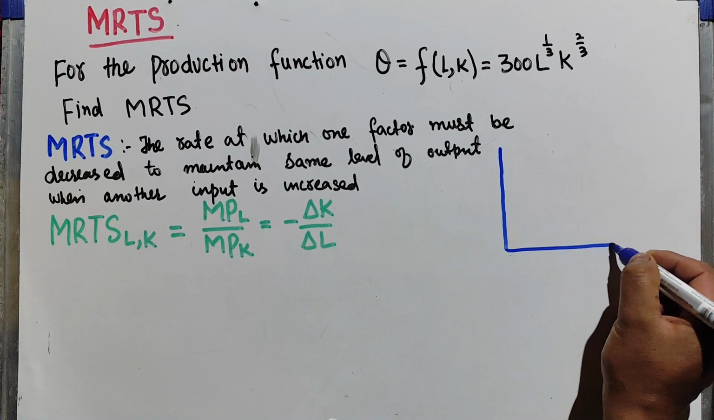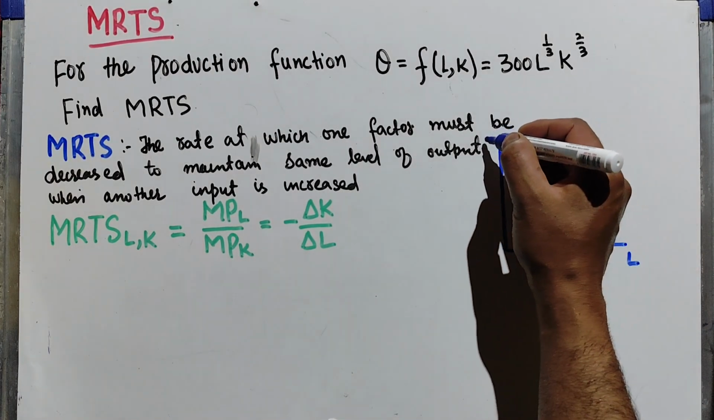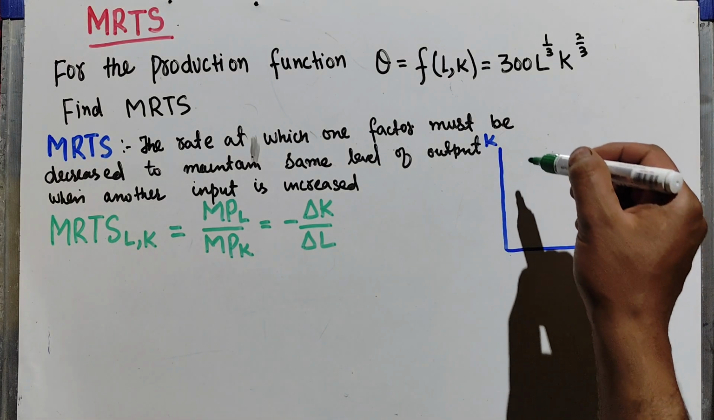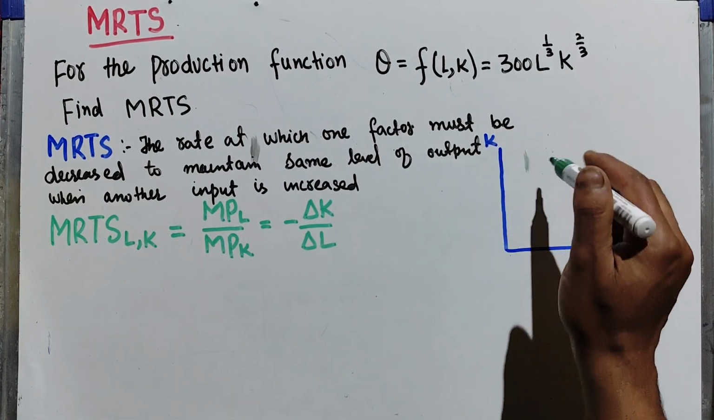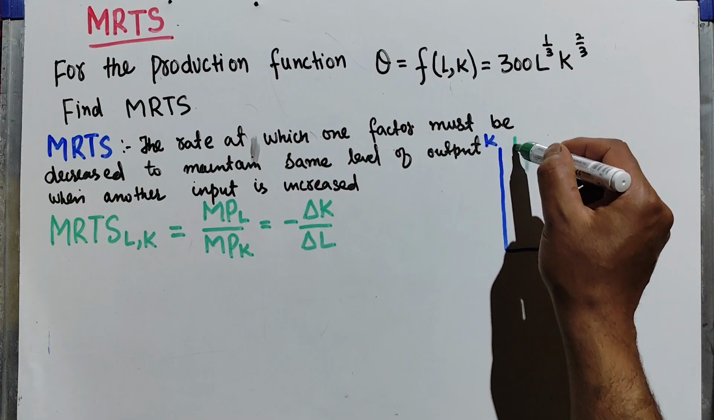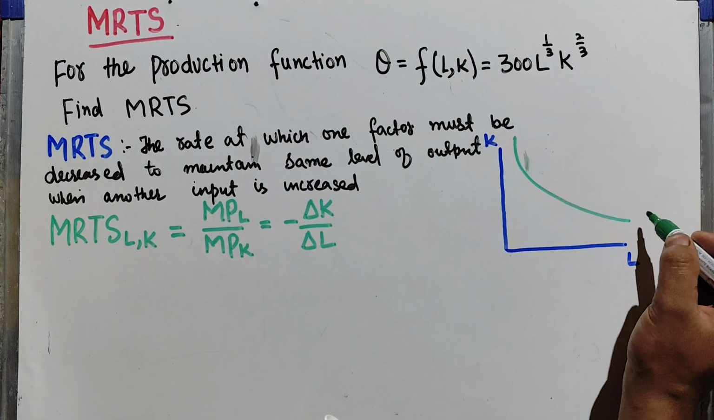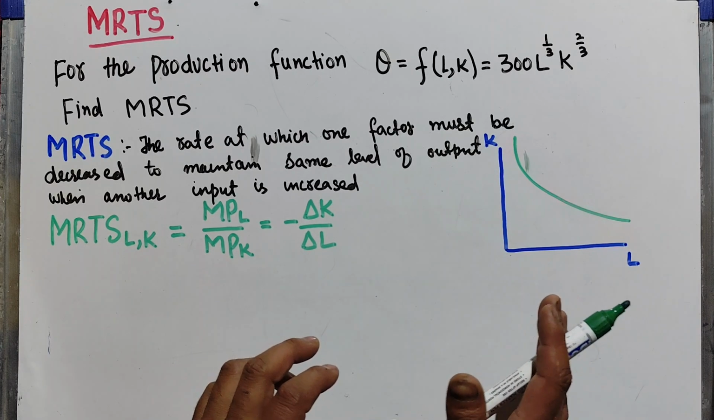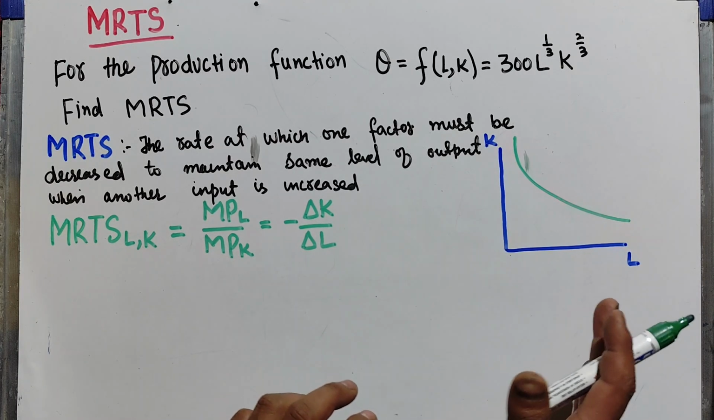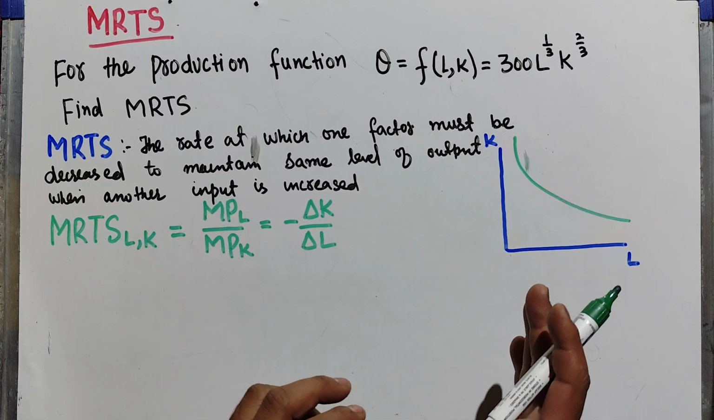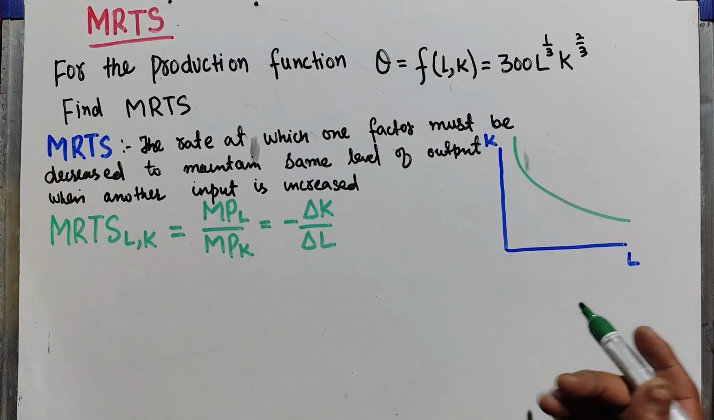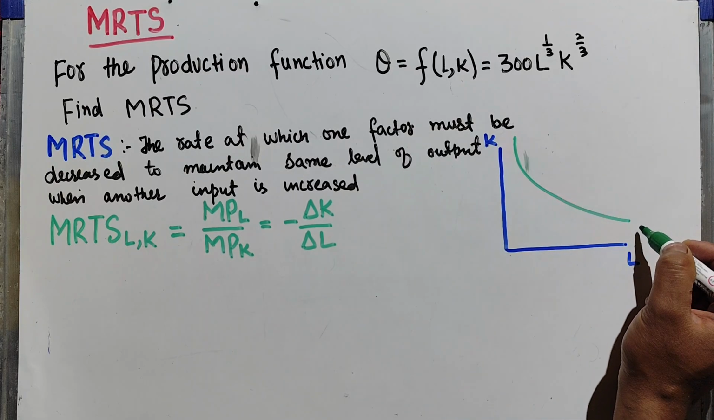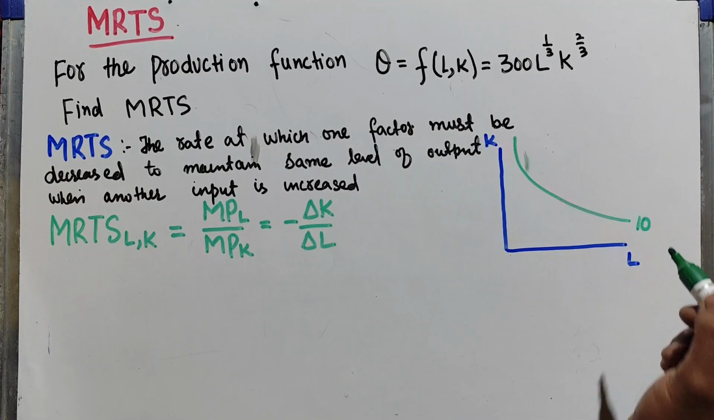Let us say we have labor on the horizontal axis, capital on the vertical axis. Let us draw an isoquant. By isoquant, what we mean is that an isoquant shows us the different combinations of capital and labor which produce the same level of output. Let us say this isoquant shows us the output level of 10 units.